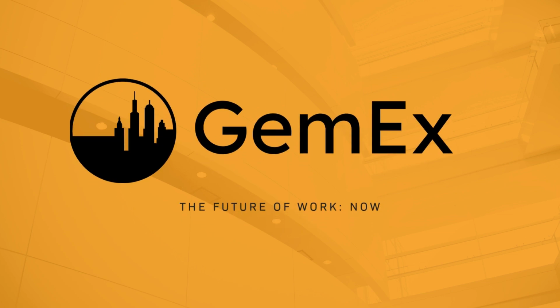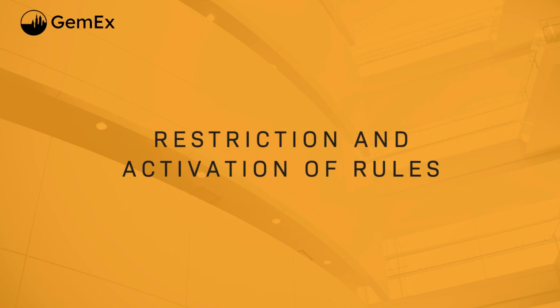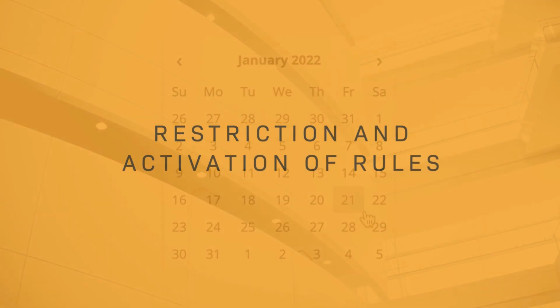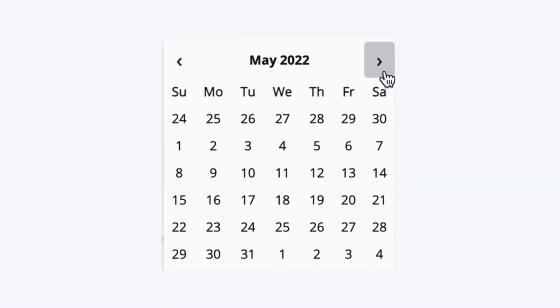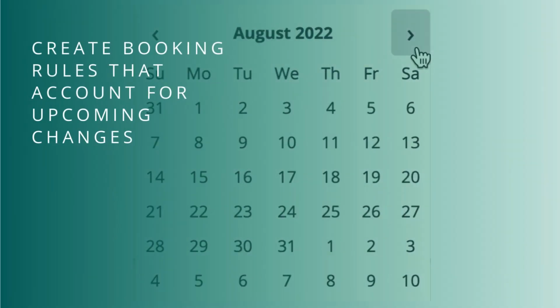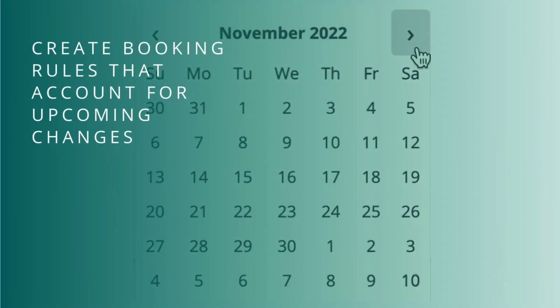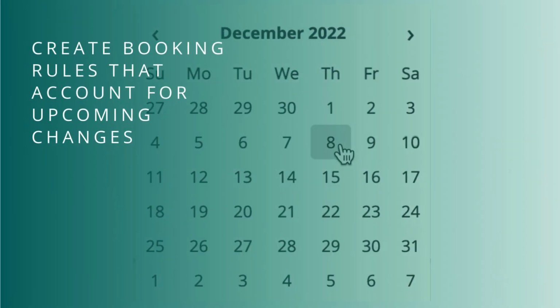The Book module in Spyker Workplace Platform GemX Engine assists you in setting up complex booking rules for your resources. This includes activation and expiry dates of rules, which will assist you in forward planning. You can relax with peace of mind that users are able to book resources they need to by implementing rules that consider upcoming changes to your spaces.